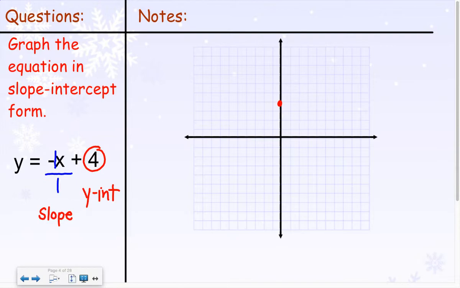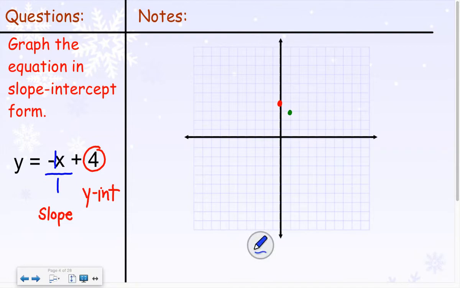So I'm going to rise negative 1, meaning I'm going to go down 1, and then run positive 1. Whenever our slope is negative, I always make the top number negative and the bottom number positive. You don't want both of them to be negative, because a negative over a negative makes a positive. So if your slope is negative, make the top number negative, the bottom one positive.